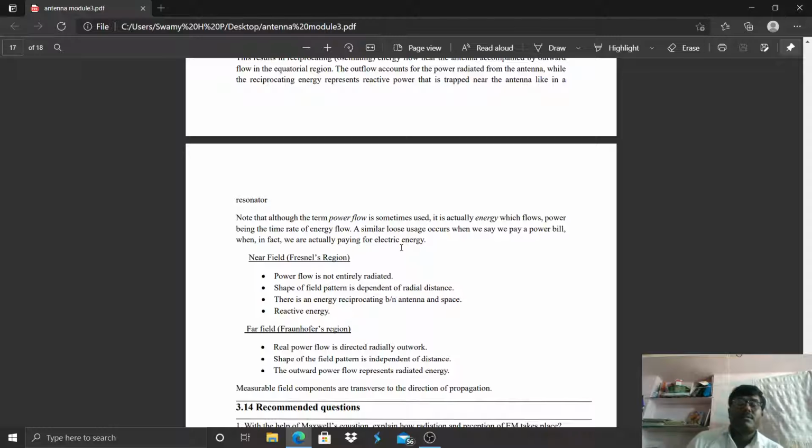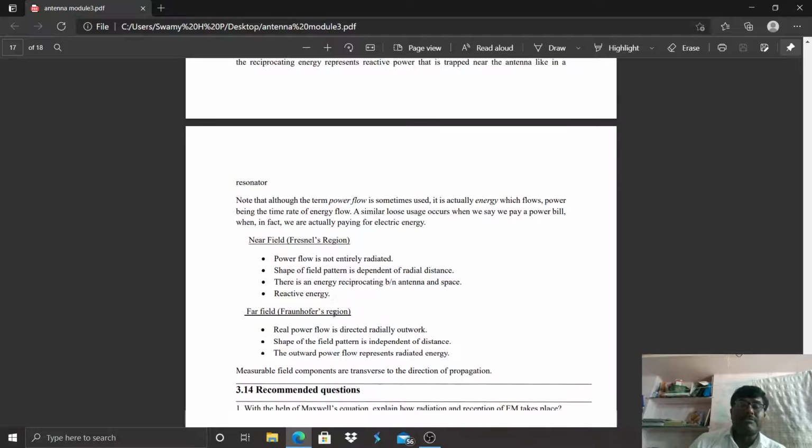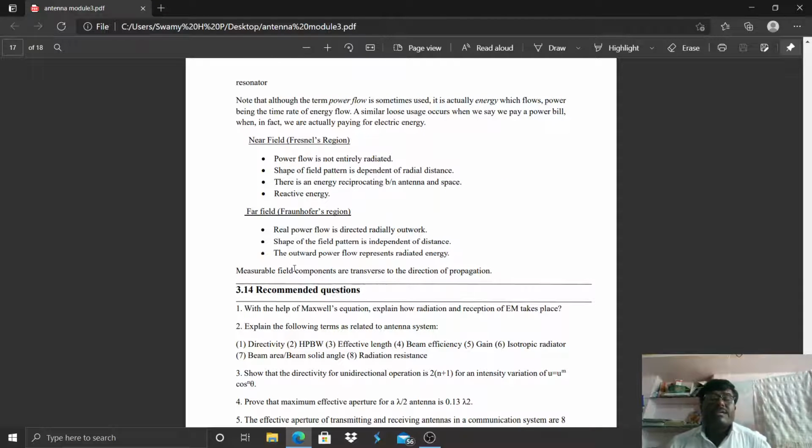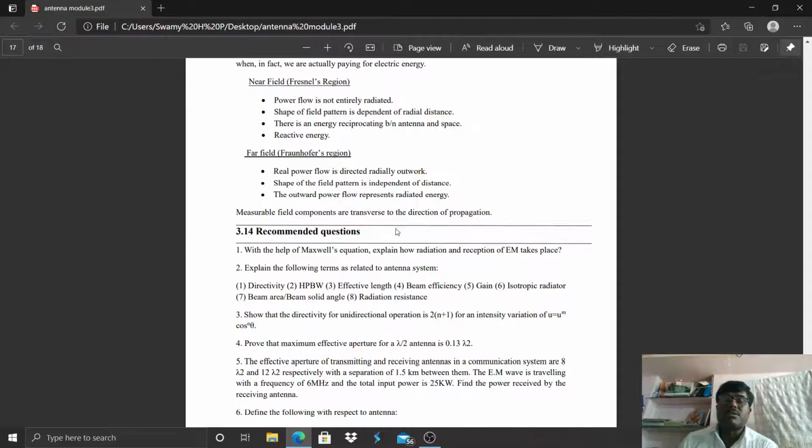As I told in the explanation, the near field characteristics are: power flow is not entirely radial, the shape of the field pattern depends on the radial distance, there is energy reciprocating between the antenna and space, and here the energy is reactive energy. Whereas the far field characteristics are: real power flow is directed radially outward, the shape of the field pattern is independent of distance, and the outward power flow represents radiated energy. So the measurable field components are transverse to the direction of propagation.